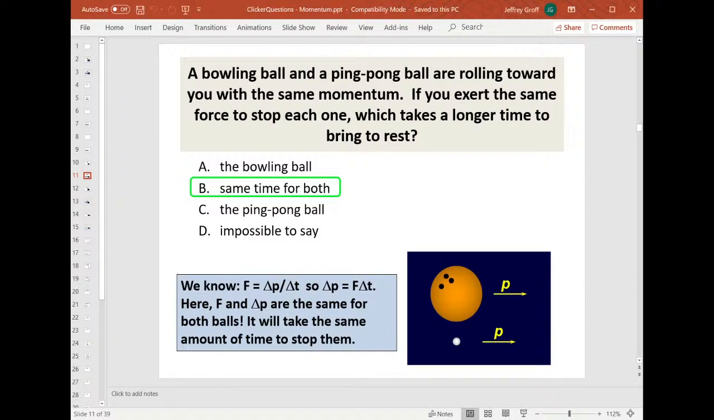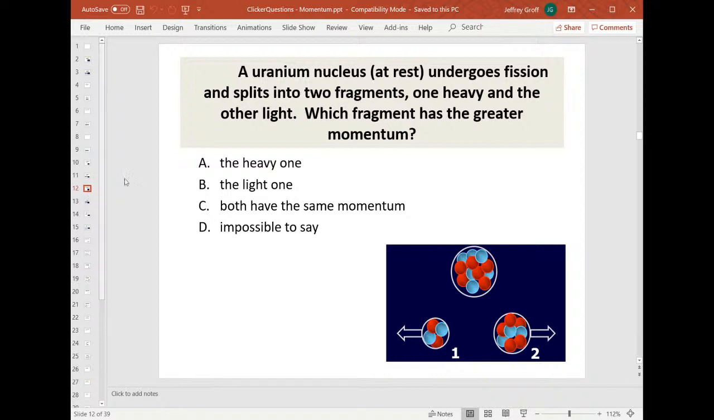All right, let's see. I'm going to queue up the next question here. All right, so here is a question about an explosion. So this is like the cannonball problem. A uranium nucleus undergoes fission and splits into two fragments, one heavy and the other light. Which fragment has the greater momentum?